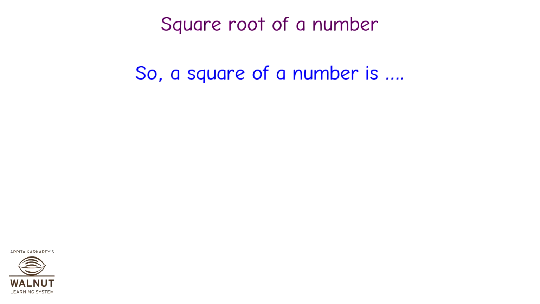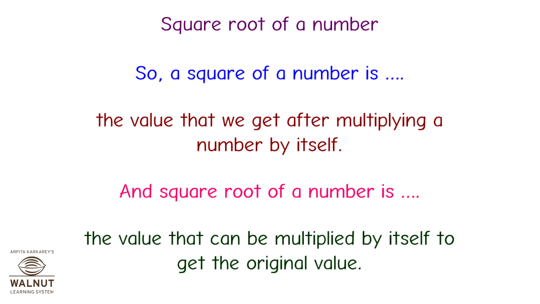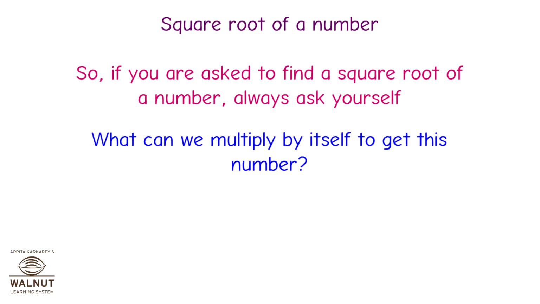So, a square of a number is the value that we get after multiplying a number by itself. And square root of a number is the value that can be multiplied by itself to get the original value. So, if you are asked to find a square root of a number, always ask yourself, what can we multiply by itself to get this number?